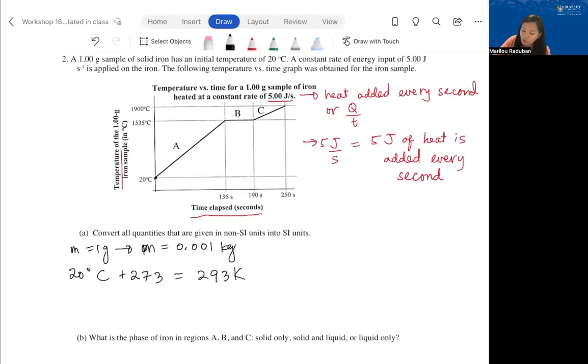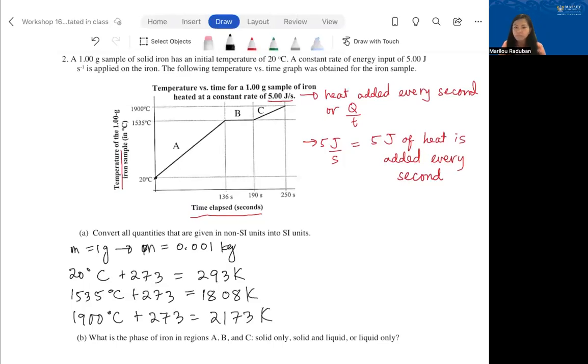So we need to add 273 to give us the Kelvin temperature. Okay. If you want, you can also convert all the temperatures in the graph so that you already have the converted temperatures when you need them. So just adding 273 to all the Celsius temperatures will give you the Kelvin equivalent. Okay, so you have that conversion there.